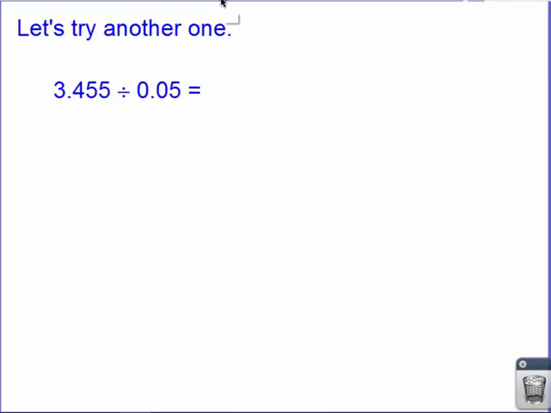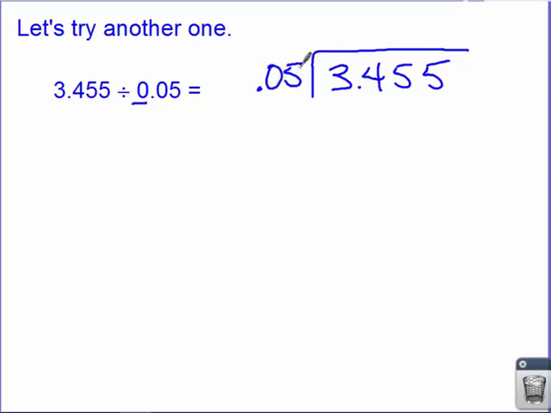All right. Now again, this first number goes inside the house. So 3.455 divided by, now anytime you have a leading zero like that zero right there, you don't have to worry about that one. You don't have to put that one in. And then I've got a 0.05 on the outside.